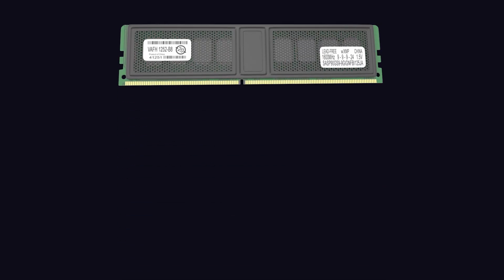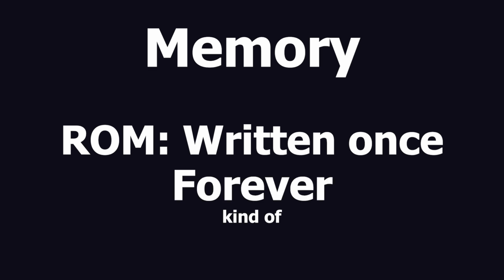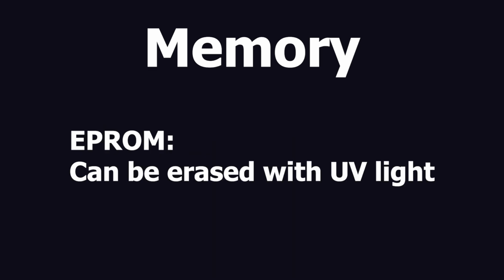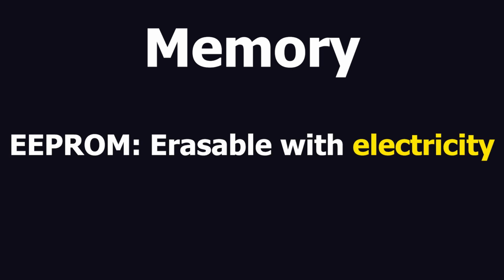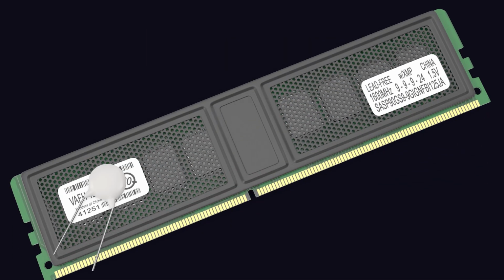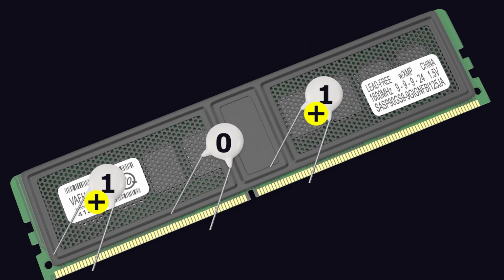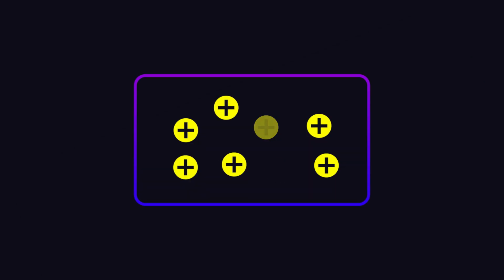Seems useful. The most common types of digital memory we use are ROM. This is memory that is written only once and stays that way forever. Kind of. EPROM. This memory can be erased using UV light. Not very convenient, huh? Meet the EEPROM. This bad boy can be erased electronically. RAM uses tons of capacitors that are either charged 1 or not charged 0. These need to be refilled periodically because they naturally discharge over time.